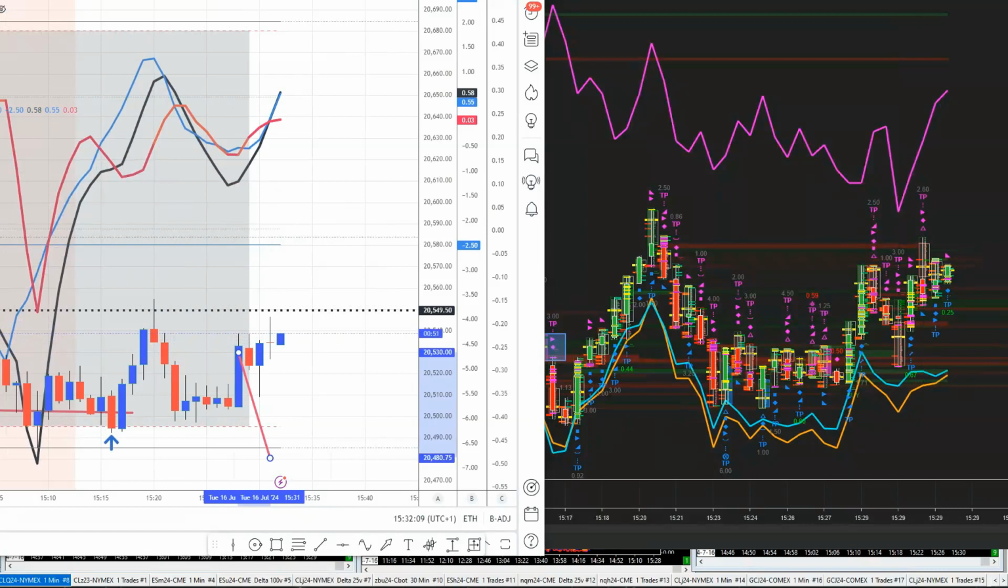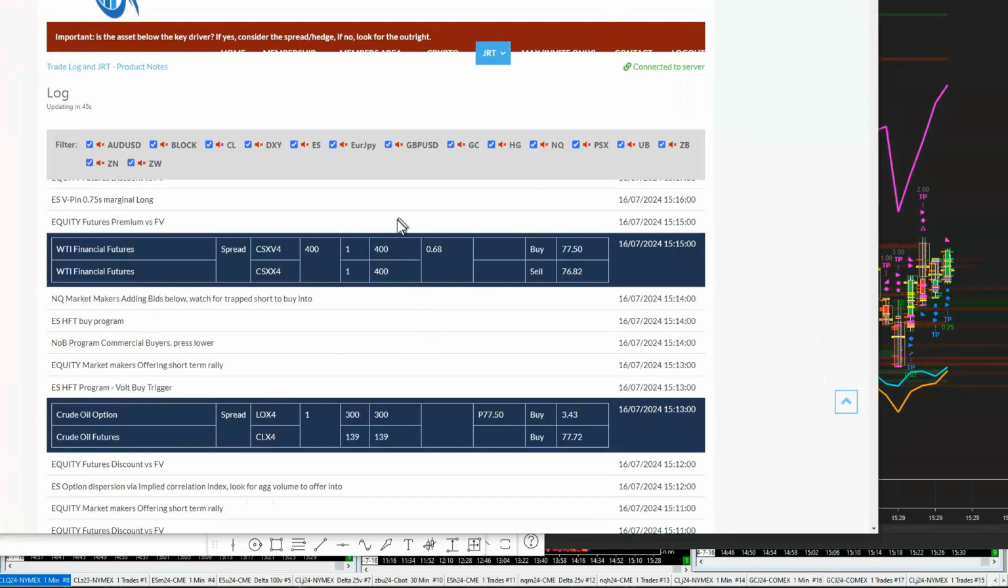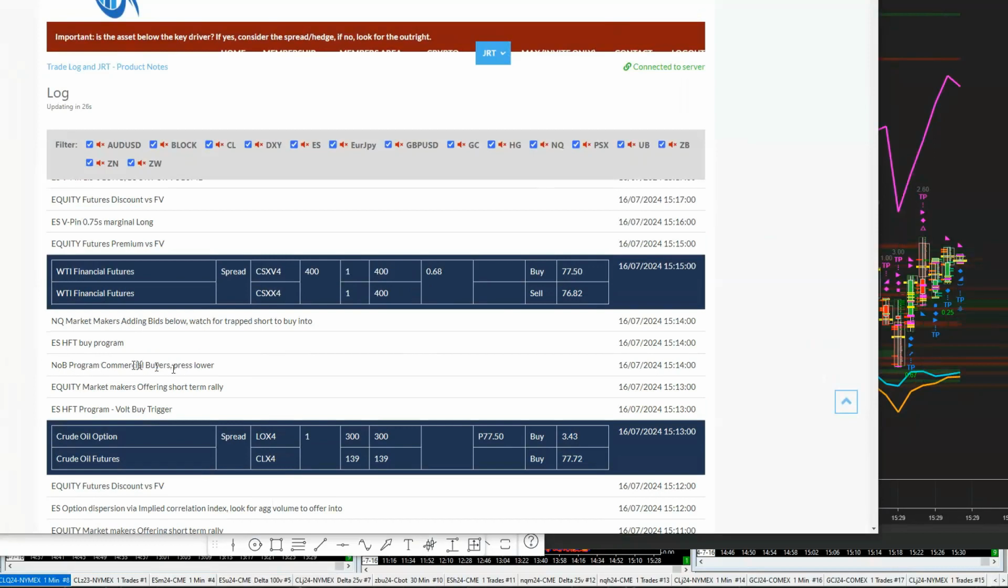So what we do when we're looking for a new narrative is we look at, for example, our trade log. You'll see in the trade log, for example, at 1514, NQ, market makers are adding bids below the market. Watch for trap shorts coming to trade and to buy into right there. So we started to see that. We started to notice the NOB program commercial buyers are coming in as well. Obviously if the NOB is going to be bought, then we know that's probably going to be bullish equities. So we can start recognizing that at 1514, we can start using those elements to try and find possible trades.